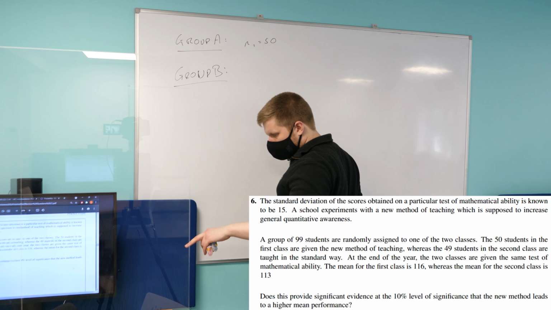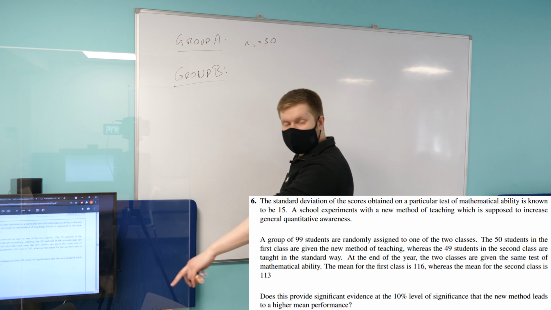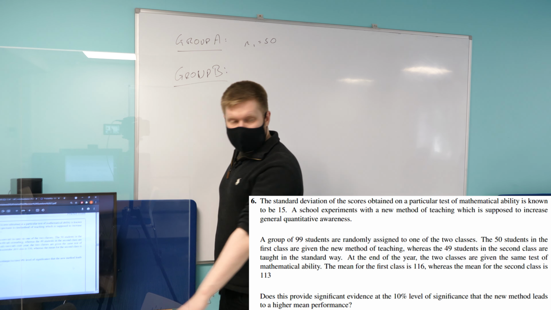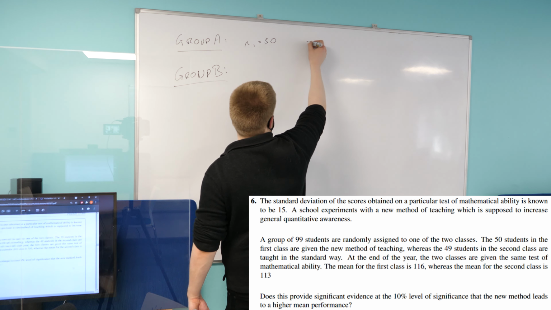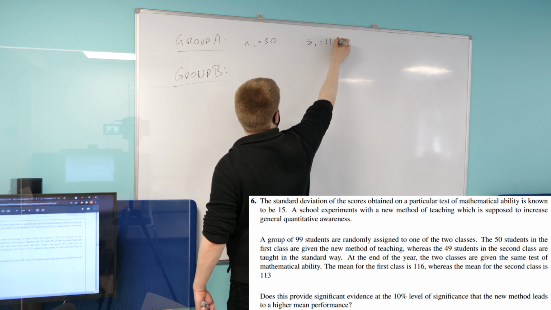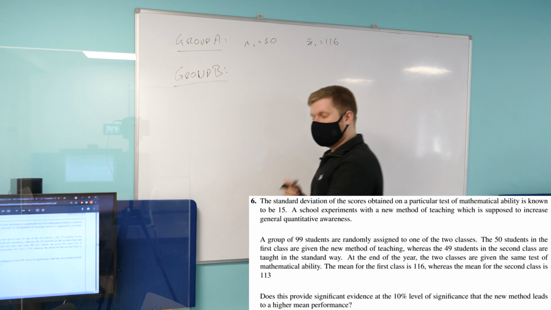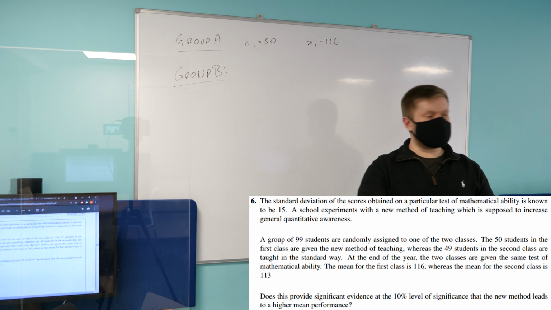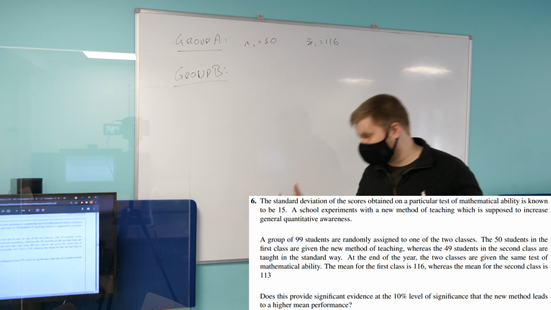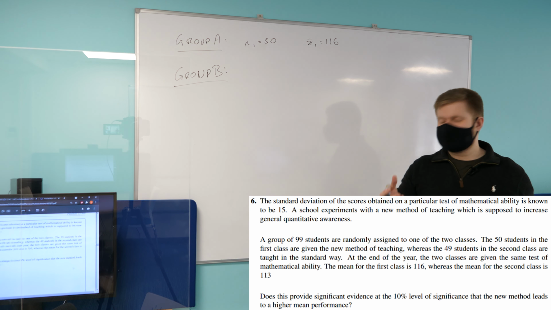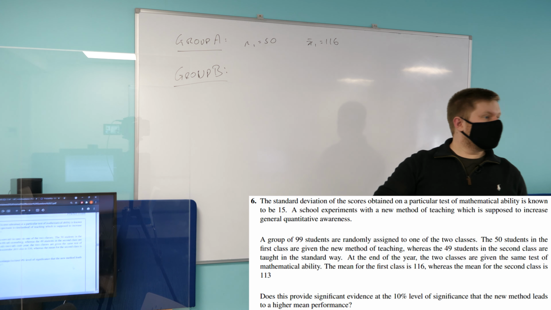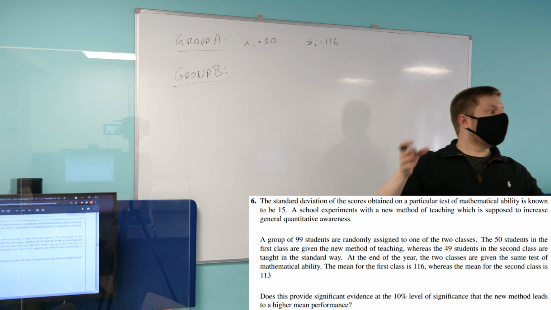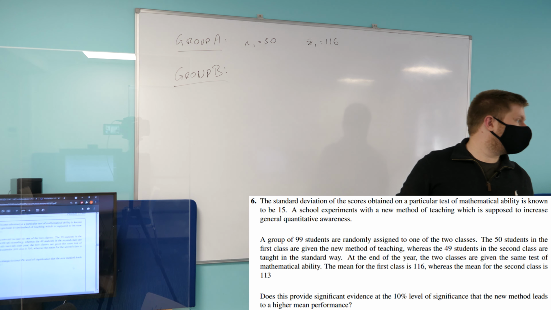And if I read down a little bit, in the last sentence of the second paragraph, it says the mean of the first class is 116. So I'm going to say x1 bar is 116. And in the top paragraph, it says the standard deviation on this particular test is known to be 15. Okay, so because we aren't told anything else about standard deviation throughout the rest of the question, we can assume that it's still going to be 15 at the end.